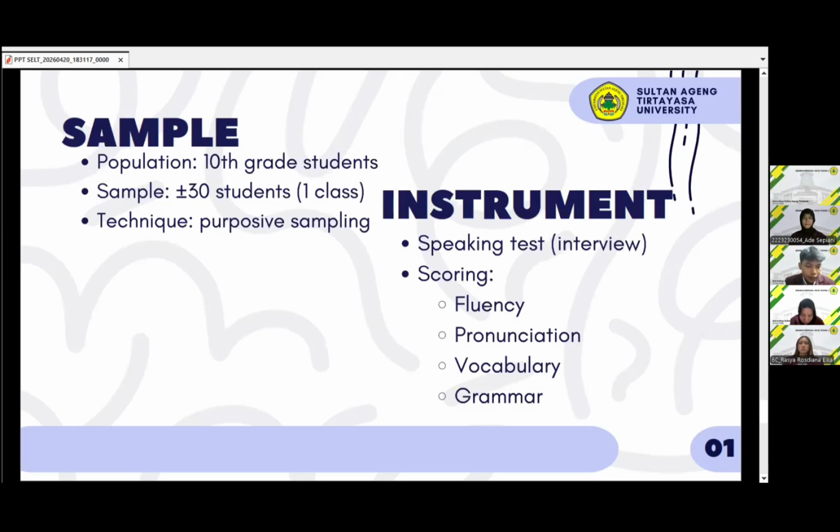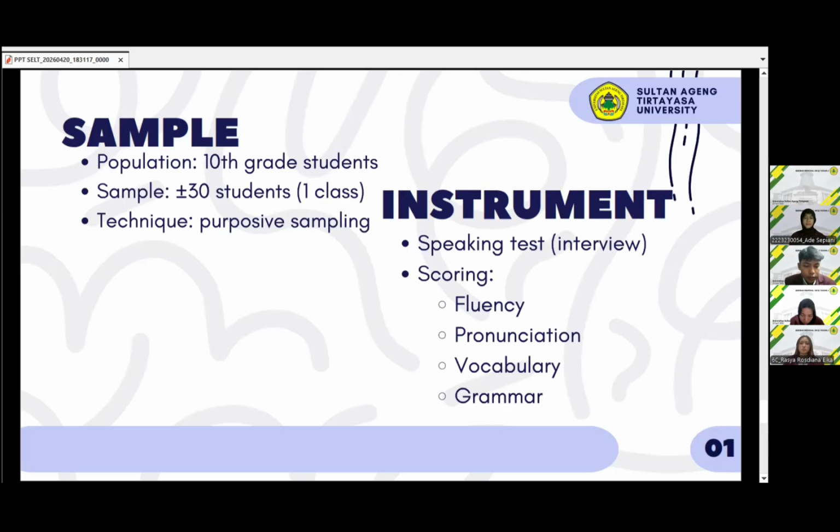So the next is the population and sample. The population is 10th grade students at SMA 67 Ngawi. The sample is one class consisting of approximately 30 students. The sampling technique is purposive sampling. This class is chosen because students still need improvement in speaking ability.